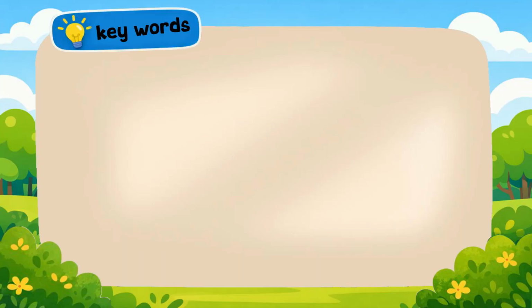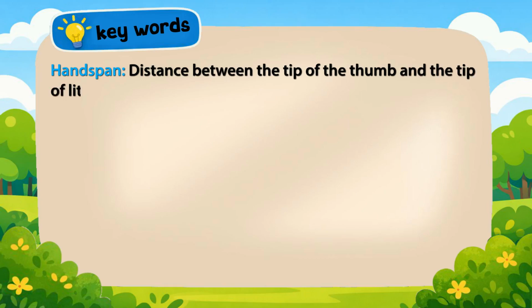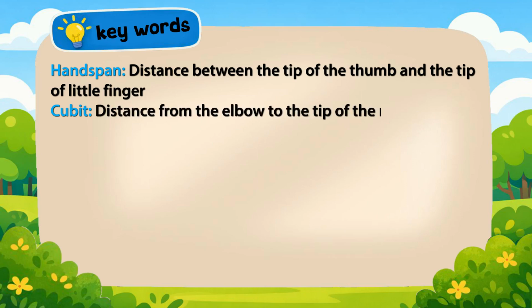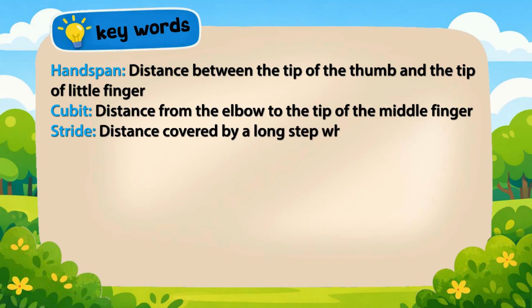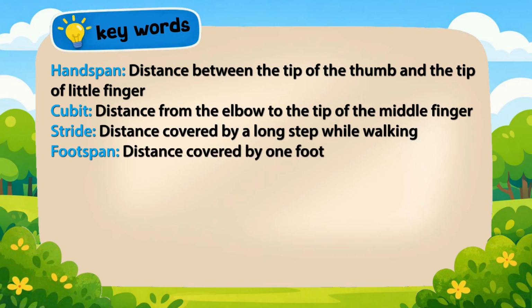Key words: Handspan, distance between the tip of the thumb and the tip of little finger. Cubit, distance from the elbow to the tip of the middle finger. Stride, distance covered by a long step while walking. Footspan, distance covered by 1 foot.